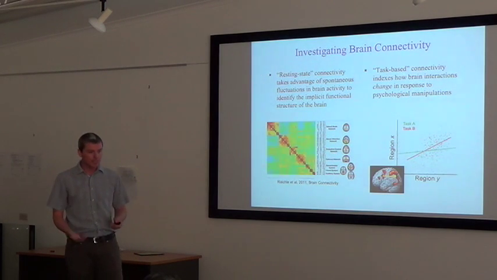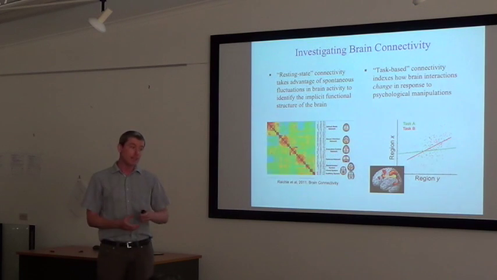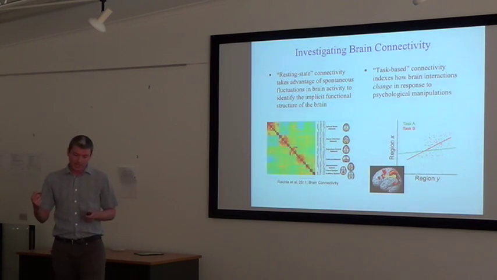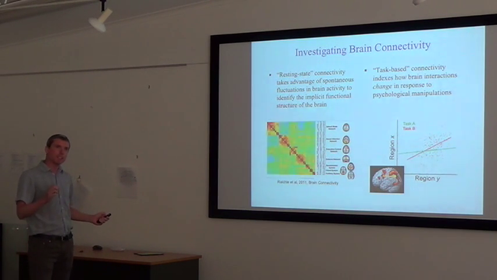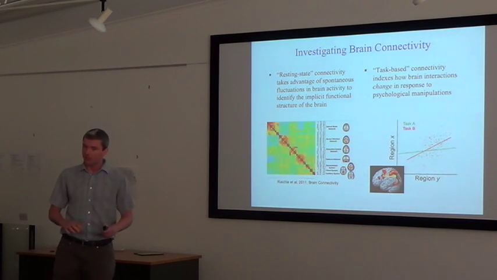So we're not introducing a task in this case, we're just saying we know that the brain is very active intrinsically. And so we're looking at correlations in those intrinsic fluctuations, which is nice because then it's no longer task specific. It's sort of a general property, an intrinsic property of the brain.